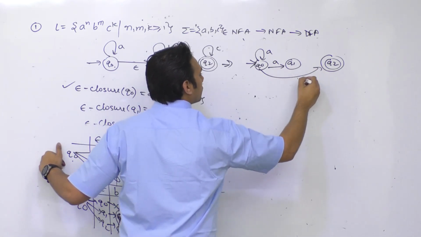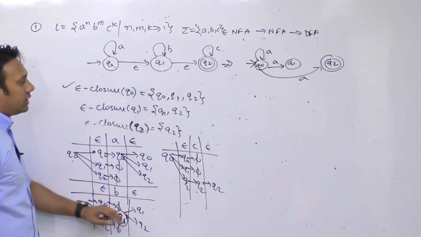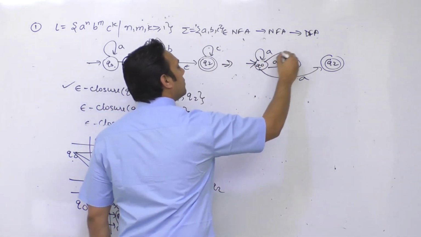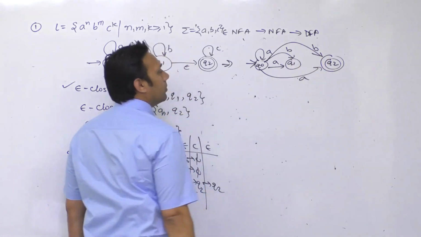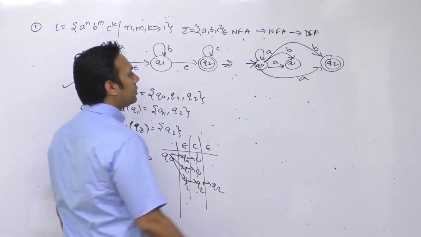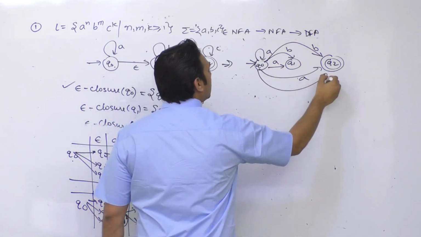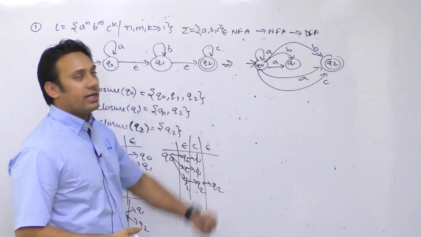as well as Q2 also. Now here in Q0, if you give a symbol B, you can go to Q1 and Q2. So in Q0, if you give a symbol B, you can go to Q1 as well as you can also go to Q2. Now in Q0, if you give a symbol C, you can only go to Q2. This means that this kind of diagram is possible.